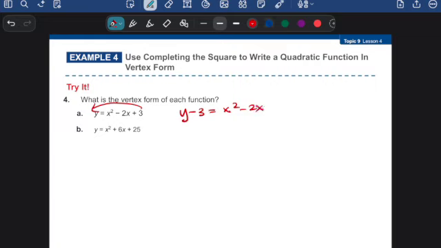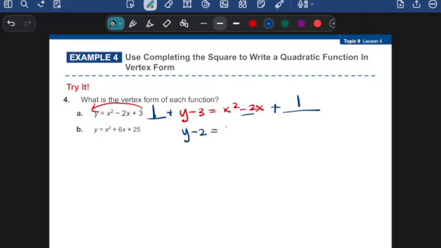And now I'm going to complete the square, so that means I'm going to add a constant to both sides. B is negative 2. Negative 2 divided by 2 is negative 1. Negative 1 squared is positive 1, so I'm going to add positive 1 to both sides. And now I just simplify, so I can write negative 3 plus 1 is negative 2.